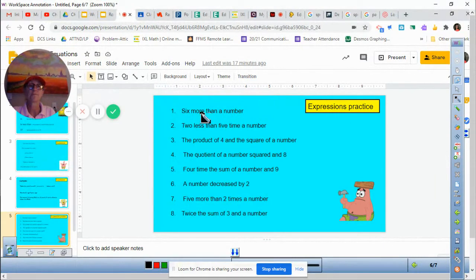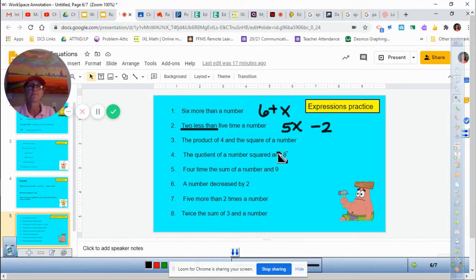Going to work through these. 6 more than a number. Easy. I'm just going to say X plus 6. 2 less than 5 times a number. 2 less than 5? No. 2 less than 5 times a number. So remember, this is that less than we talked about. So we're going to put a minus 2 because I've got to take 2 off of whatever's going on. 2 less than 5 times a number.